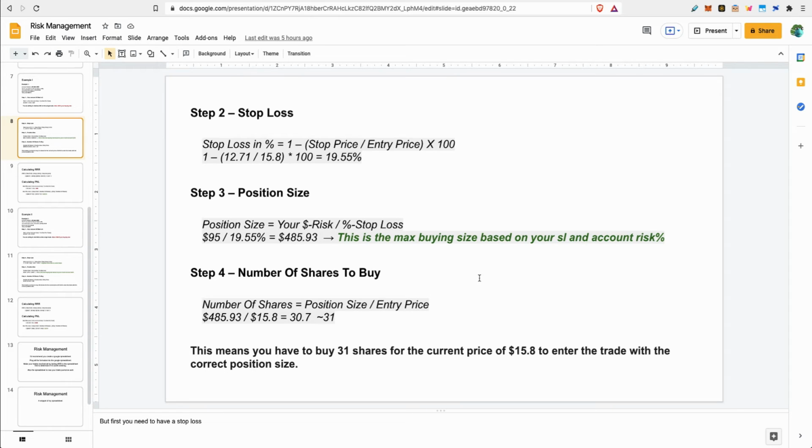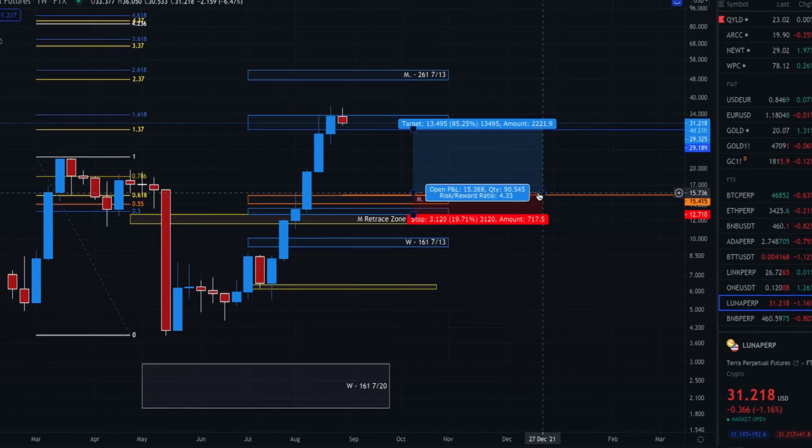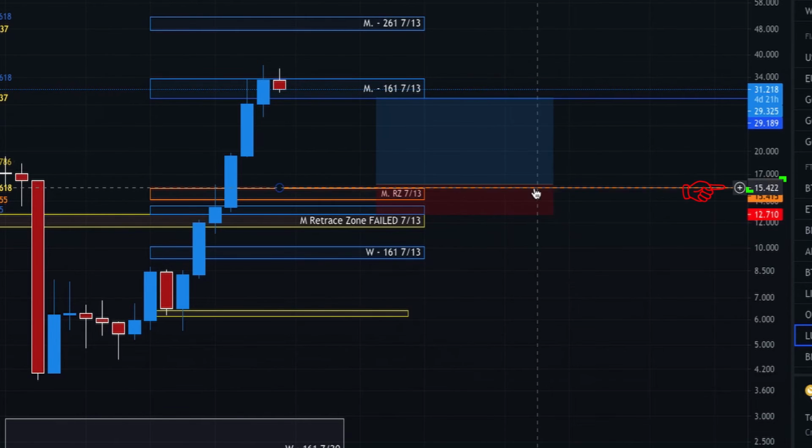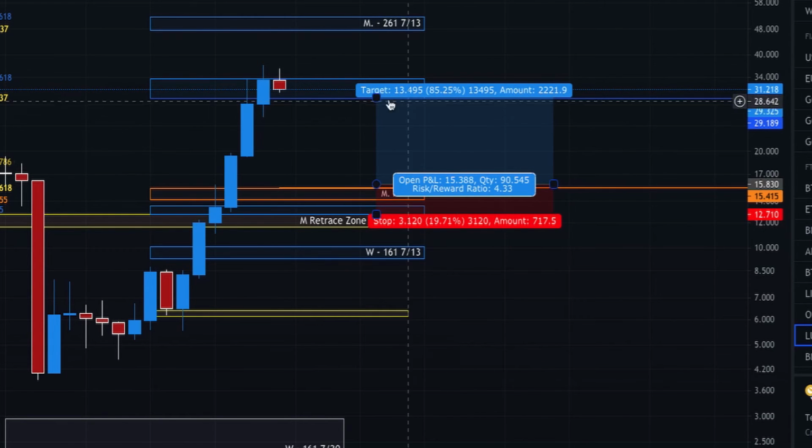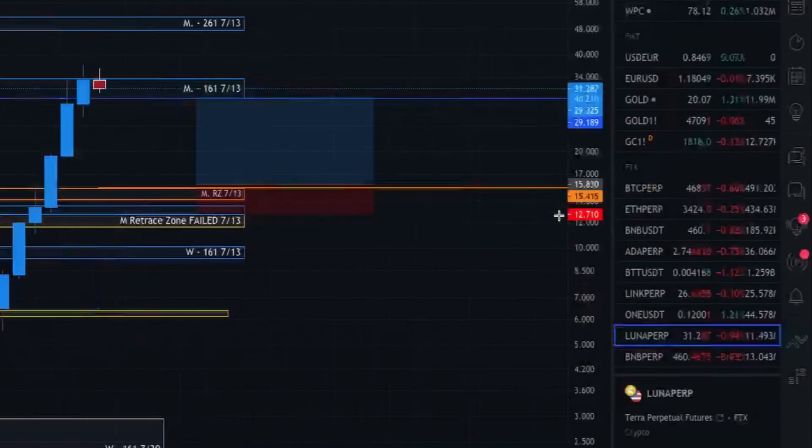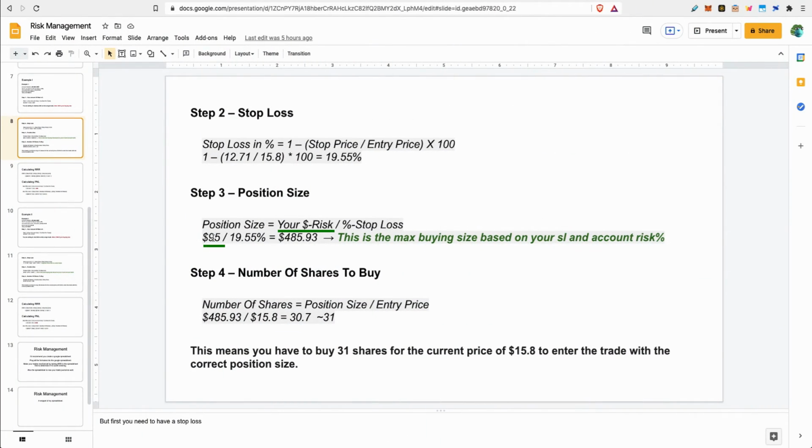The number of shares that you could buy with $485 is your position size: 485 divided by your entry price, which is 30.7 or 31. So you can only buy 31 shares for the current price of $15 to have the correct position size. If you enter over here, and let's say the price doesn't go according to your plan, and goes down to your stop loss price, 12.7, that means you're only going to lose 1.9% of your account, which is $95 as we calculated. Right?